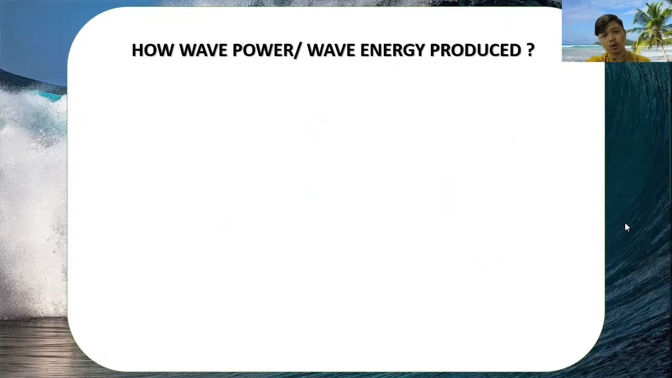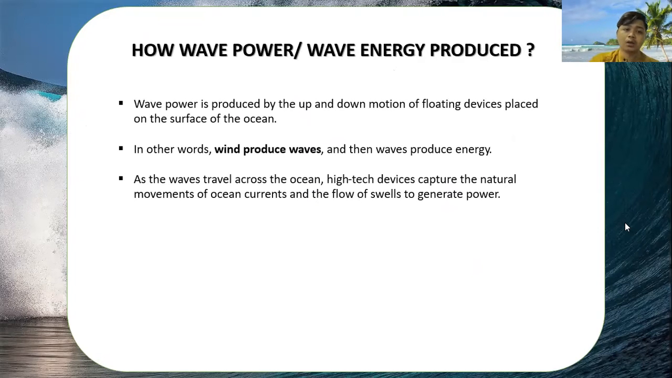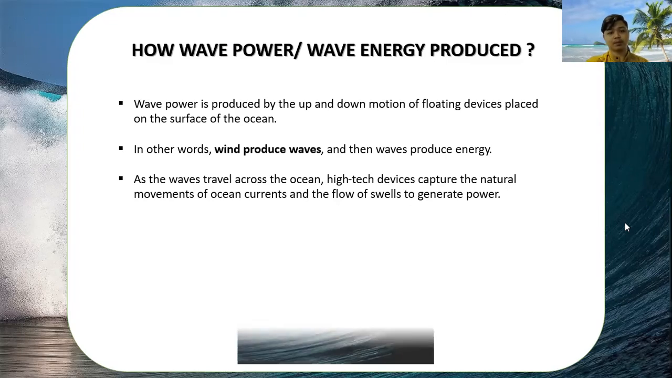How is wave power or wave energy produced? Wave power is produced by the up and down motion of floating devices placed on the surface of the ocean. In other words, wind produces waves and then waves produce energy. As the waves travel across the ocean, high-tech devices capture the natural movement of ocean currents and the flow of swells to generate power.